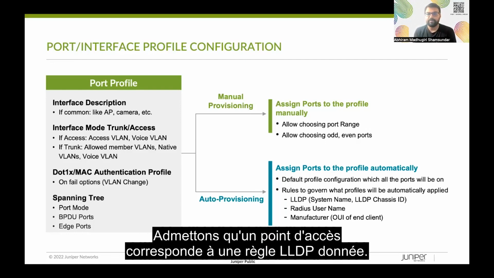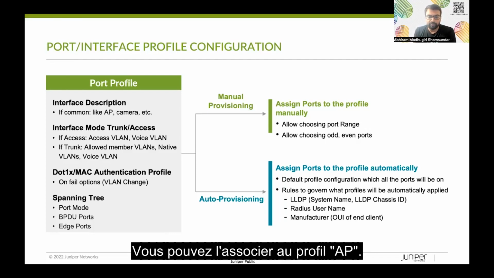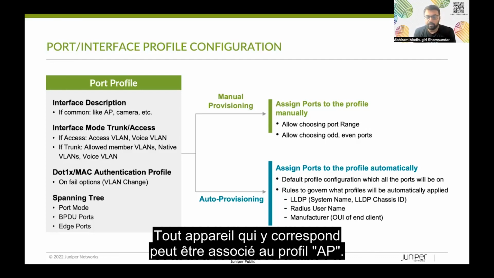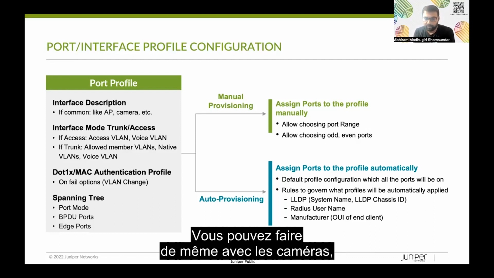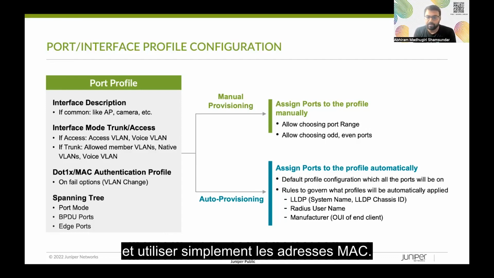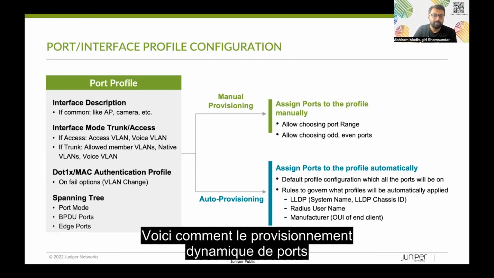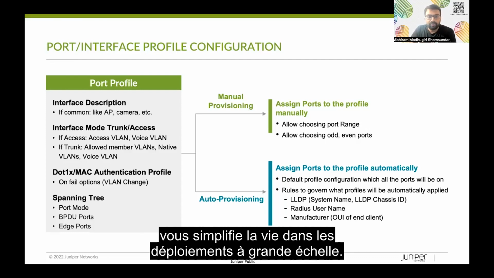For example, if an AP matches a particular LLDP rule, you can actually put them into the AP profile. Mist AP LLDP description starts with Mist, so you match that and you put any device that matches that to an AP profile. Similarly, you can do cameras, and as a catch-all, you could also use just the MAC addresses. So those are some simple examples as to how dynamic port provisioning can also make your life easier in order to provision at scale.